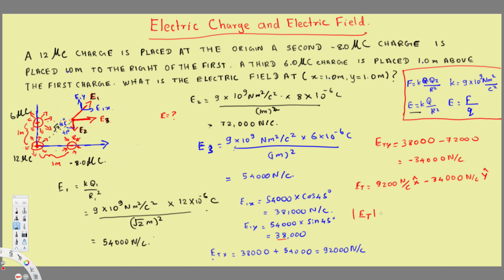So the magnitude of this one is going to be simply the square root of 92,000 square, this is 1000 right here, plus minus 34,000 square. And if you calculate this one, it comes out to be 98,000 Newton per coulomb, and that is the final answer for this question. What is the electric field at x1 y1? This is the answer. So this is how we do these kinds of problems.